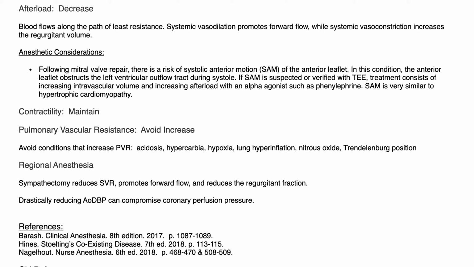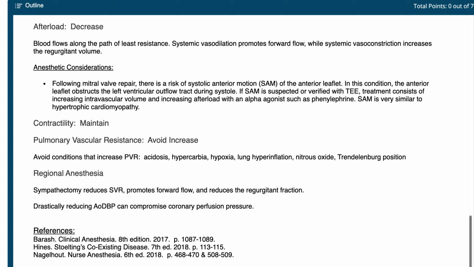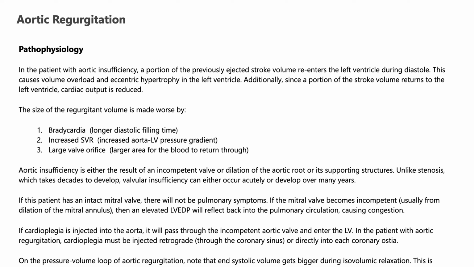Contractility should be maintained. You should also avoid increases in pulmonary vascular resistance such as acidosis, hypercarbia, hypoxia, lung hyperinflation, nitrous oxide, or Trendelenburg position. Regional anesthesia: sympathectomies reduce SVR, promote forward flow, and reduce regurgitant volume. Drastically reducing aortic diastolic blood pressure can compromise coronary perfusion pressure.